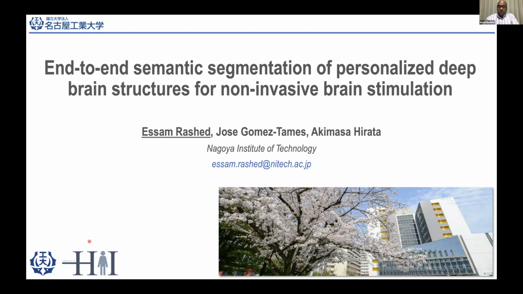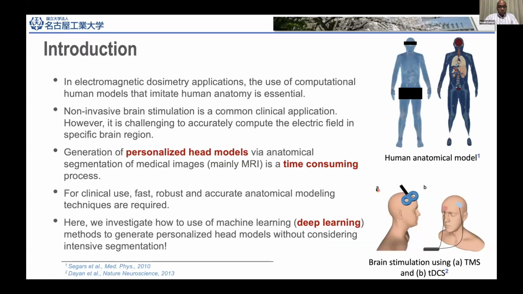The target of this work is to find semantic segmentations, mainly for personalized deep brain structures for non-invasive brain stimulation. I think most of you are now aware of why we need the segmentation, or why we would like to make human models to be used for electromagnetic dosimetry applications or brain stimulation. The common clinical application we are focusing on is brain stimulation, something like TMS or tDCS.